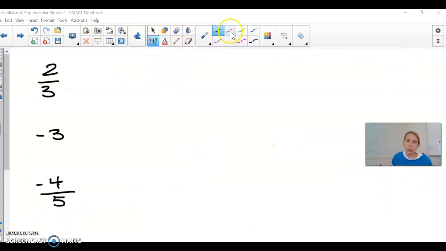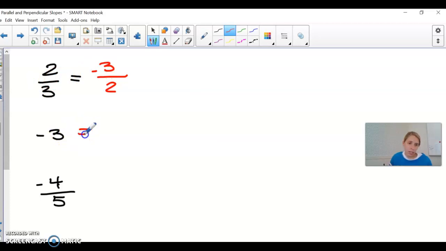So let's just do a quick little practice before we move on of turning numbers into negative reciprocals. So if we have 2/3, the negative reciprocal, I'm gonna flip it. So 3 on top, 2 on bottom. Negative means opposite of this one. So this is positive, so this would be negative.